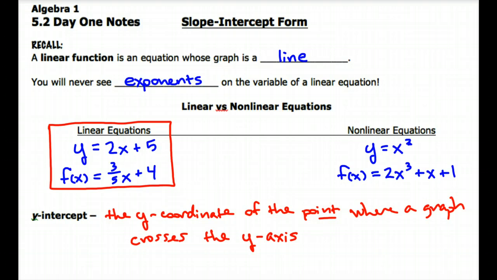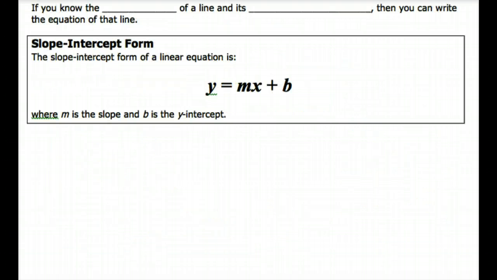Okay, so that brings us to our main concept for today, which is this. If you know the slope of a line, which is what we practiced doing in the last video, and you also know its y-intercept, which again is the y-coordinate of the point where the line crosses the y-axis, then you can write the equation of that line. And there are actually many different forms for equations of lines. We're going to focus on the most basic one today, and this is one that you've seen before. This is called Slope-Intercept Form.